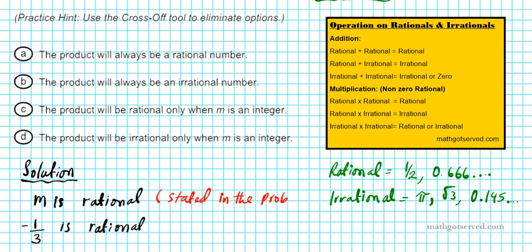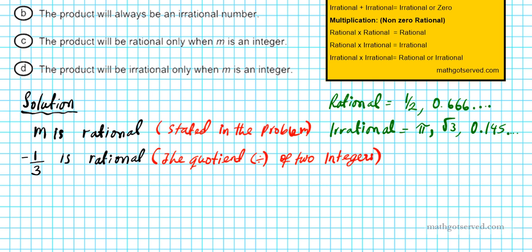And then the second conclusion that we arrived at is because we have the quotient. Remember, the word quotient is a fancy word for division. We have the division of two integers. Anytime you have the division or the quotient of two integers, the result is always rational. All right, so what are we doing in this problem? We have to find the product of m and negative 1/3.